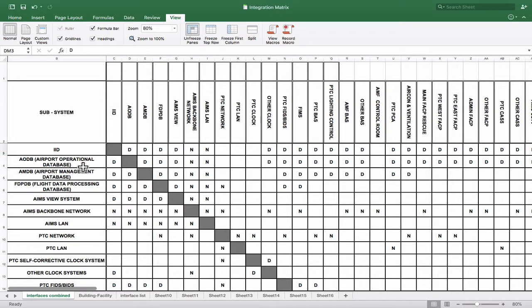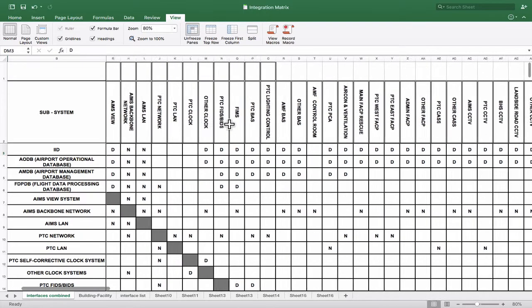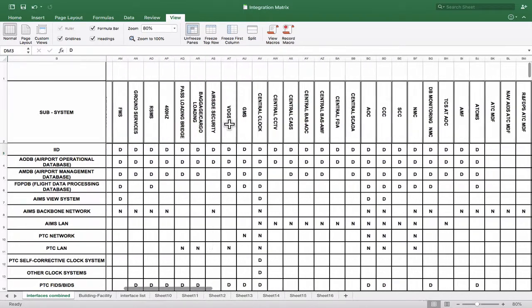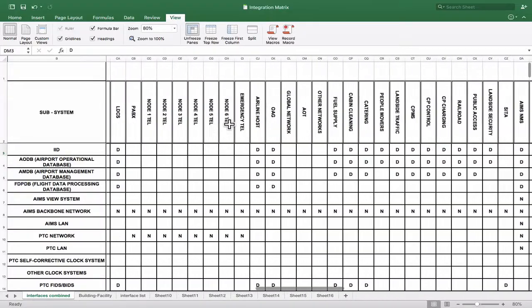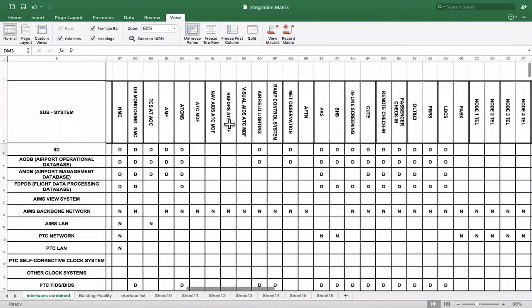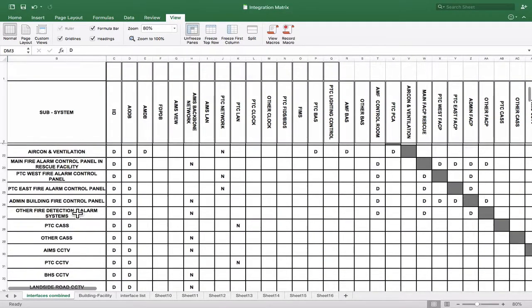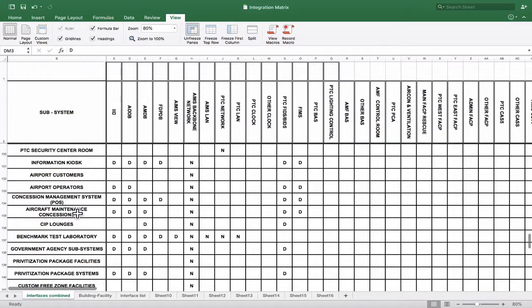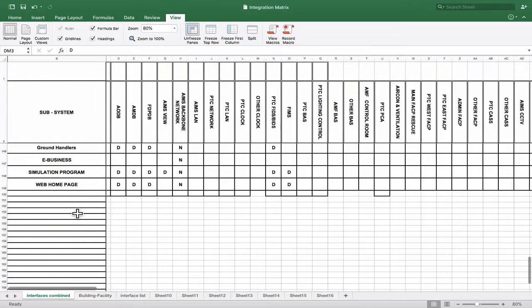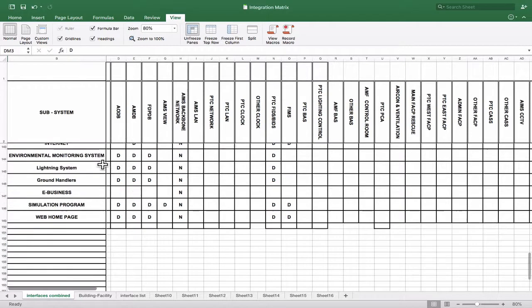So in this case, the AODB has a data interface to the information broker. It's got a database to the airfield management database. It's got a data interface to the FIDS. It's got a data interface to the AIMS view. And so here's across the top is the same list that we have across the bottom, and quite a few interfaces. I can't remember the exact number. Let's count them. So we had in KLIA 149 unique systems integration systems.